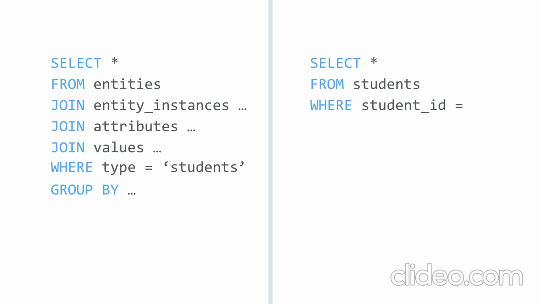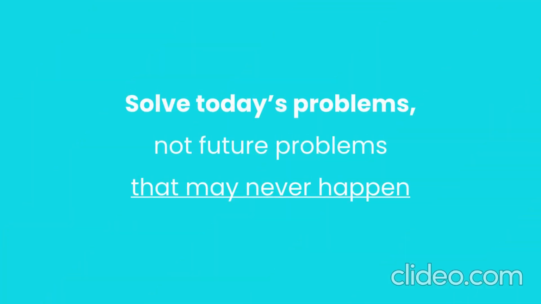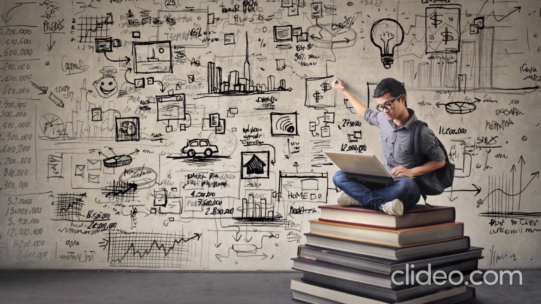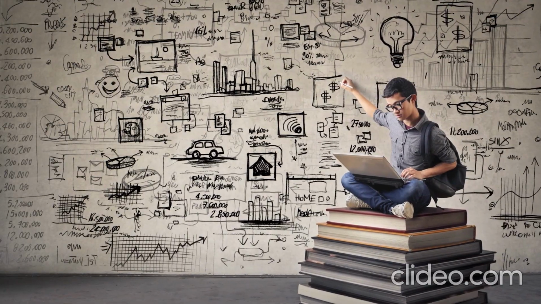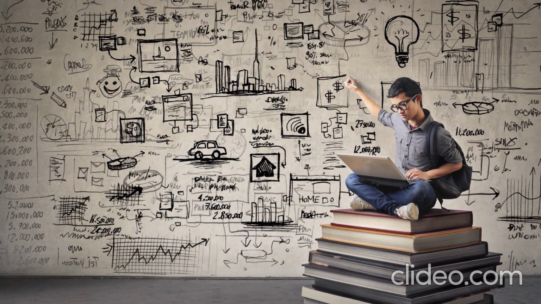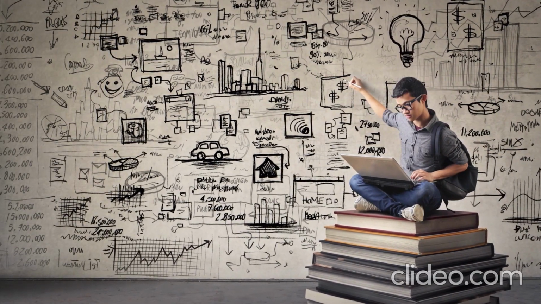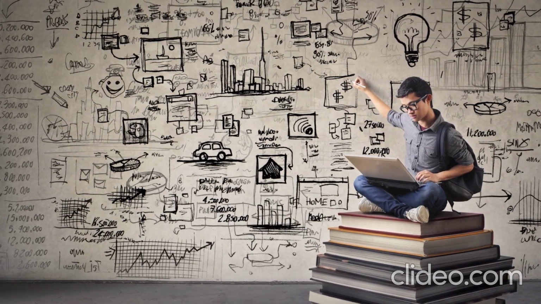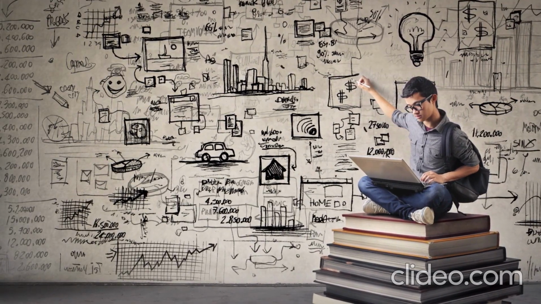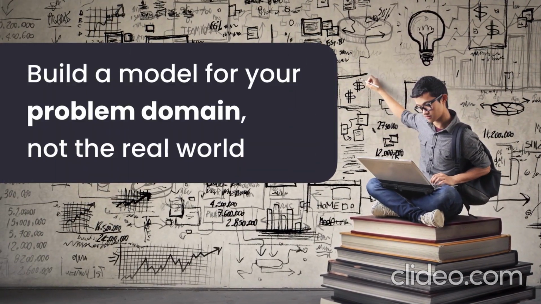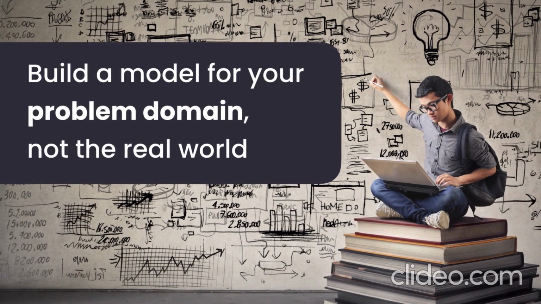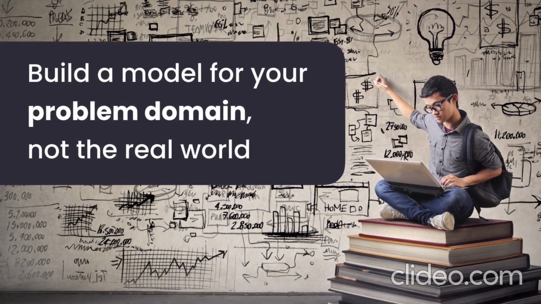So here's what I want you to take away. Develop the best solution for today's problems, not future problems that may never happen. In the real world, people may change their legal name. Don't add a previous name column in your customers table unless it's really important to your problem domain. People move houses. Don't worry about supporting multiple addresses if all you need to know is the customer's current address. So don't build a model for the universe or real life. Build a model for your problem domain based on the current requirements, not what happens in real life.